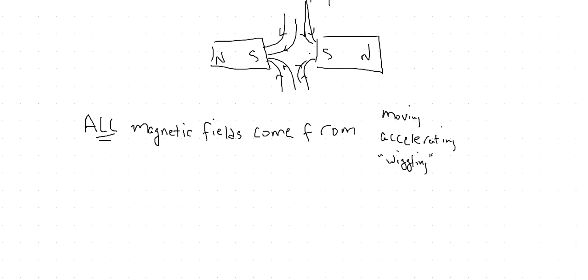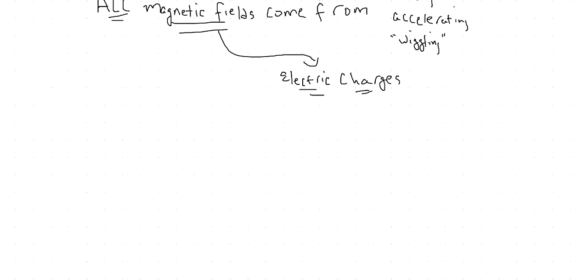Electric charges. So that's why we always do electricity and magnetism together, because all magnetic fields come from moving electric charges. And this is where I'll just say a couple more words.